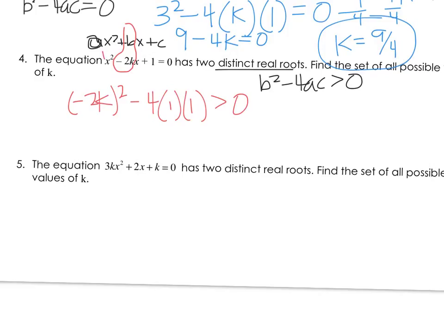I'm confused. Can you explain how you got to that? This is where things get tricky. We end up with 4k squared minus 4 is greater than 0.